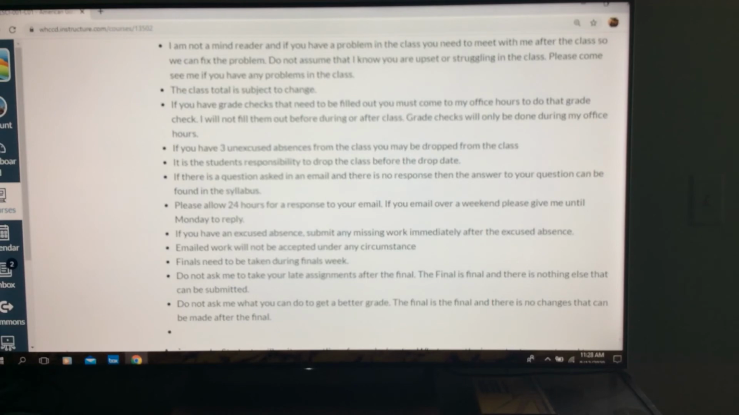If there's a question asked in an email and there's no response, then the answer to your question can be found here. I have a lot of students that tend not to read the syllabus, but that's why I'm going over it with you now. Hopefully it'll be easier to go over it in a video than just to read through it.